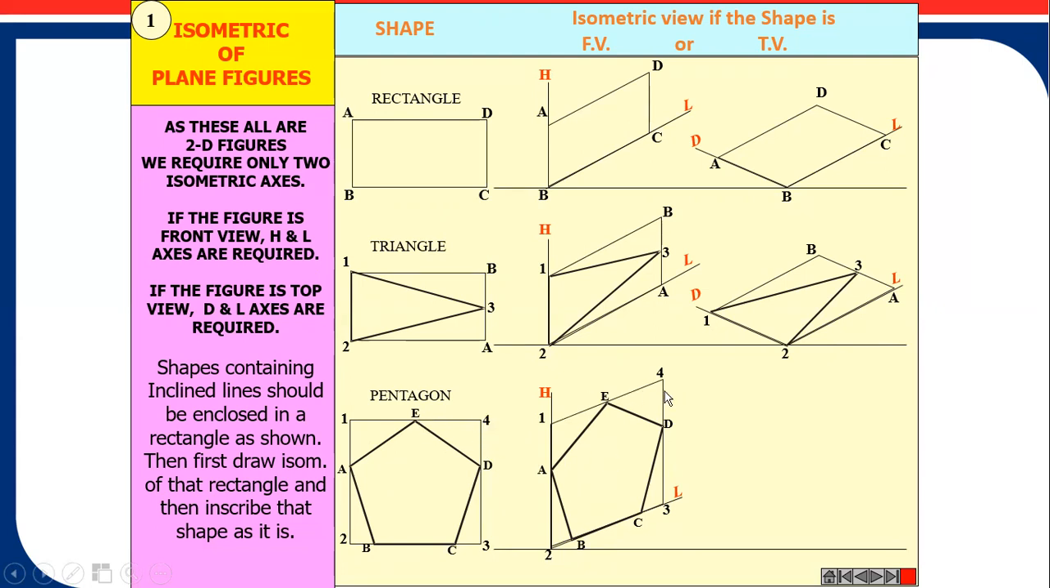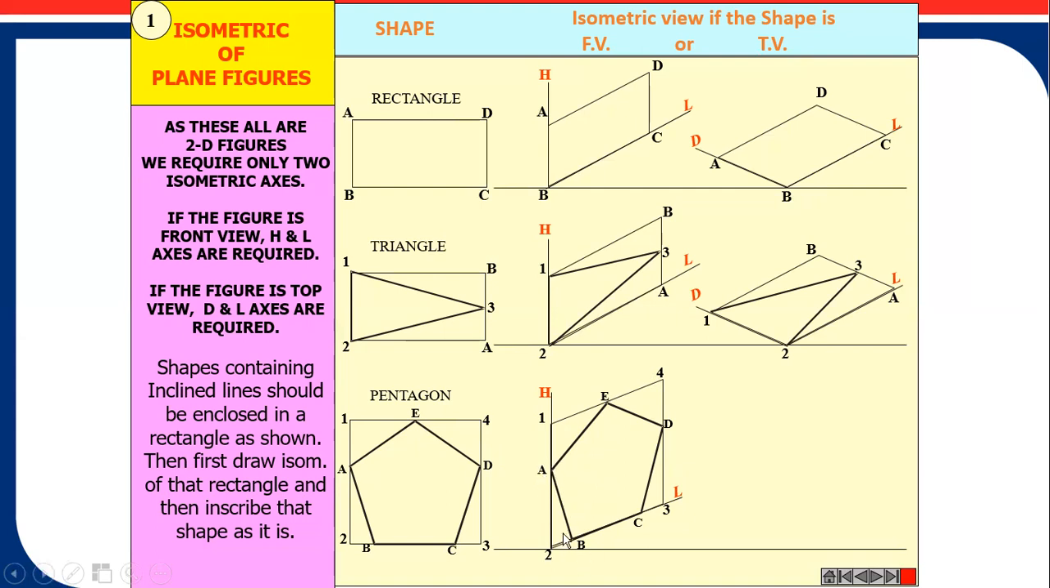Then 4 to E. Take a compass and measure the distance 4 to E. With 4 as a center, mark here. And then in the compass, take the distance 1 to A, the first point, and intersect this line, and we will get the A point.